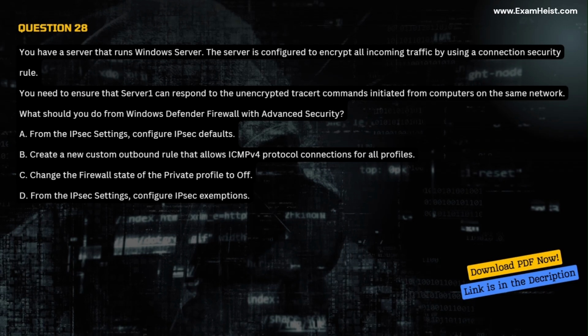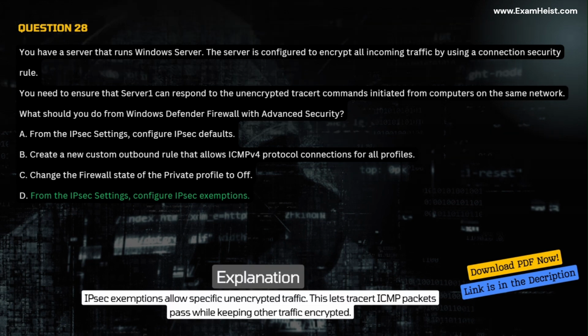A. From the IPsec settings, configure IPsec defaults. B. Create a new custom outbound rule that allows ICMPv4 protocol connections for all profiles. C. Change the firewall state of the private profile to off. D. From the IPsec settings, configure IPsec exemptions. Correct answer D. From the IPsec settings, configure IPsec exemptions. Explanation. IPsec exemptions allow specific unencrypted traffic. This lets tracert ICMP packets pass while keeping other traffic encrypted.